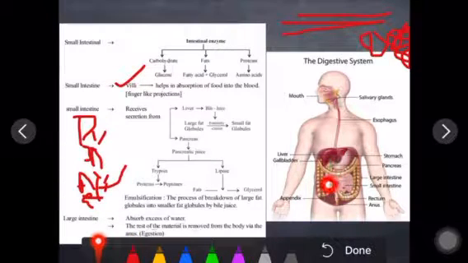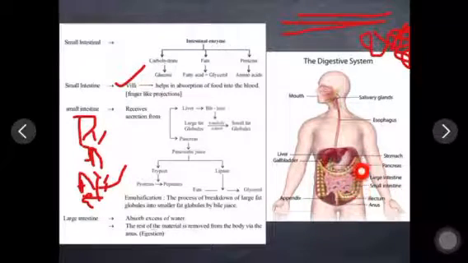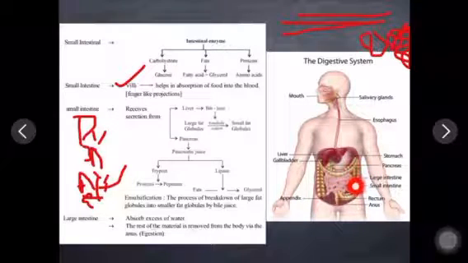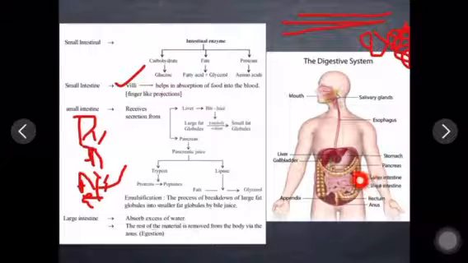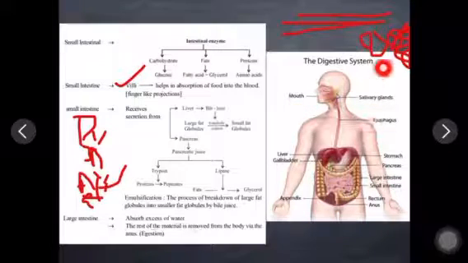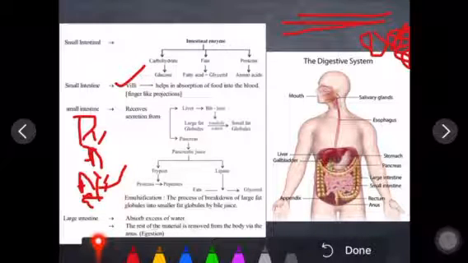The large intestine. As you can see, this yellow colored structure is the large intestine, which opens into the anus. It absorbs the excess of water, right? And the rest of the material is removed from the body via the anus. So this is the role of the large intestine. Right children, in this way the story starts from the mouth and ends at the anus. So all these organs are settled in a sequence, and they come under the alimentary canal.